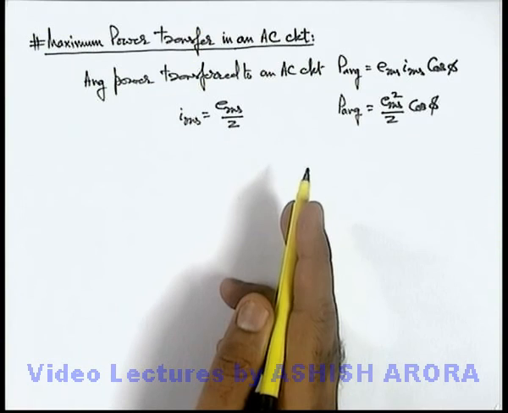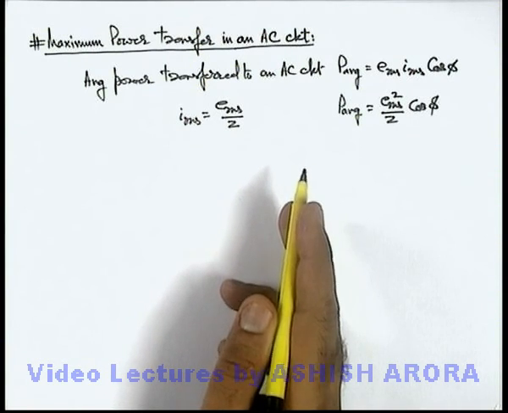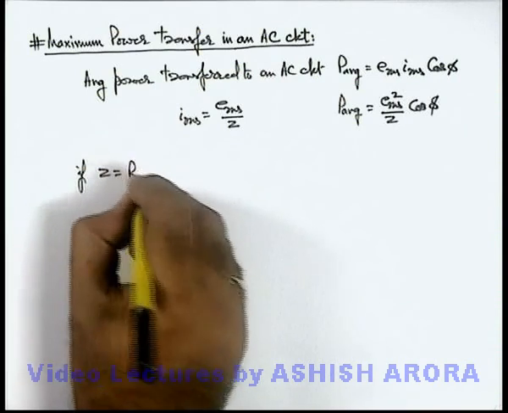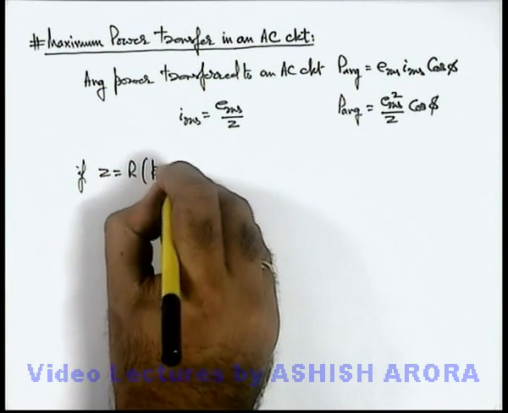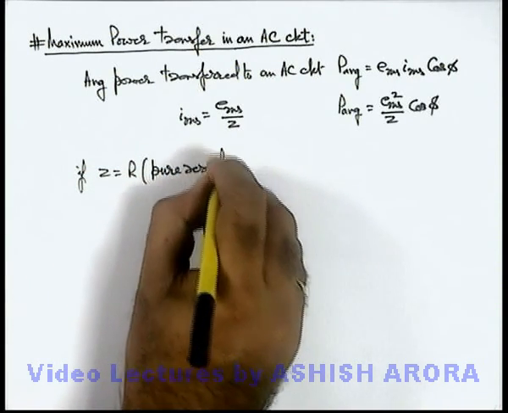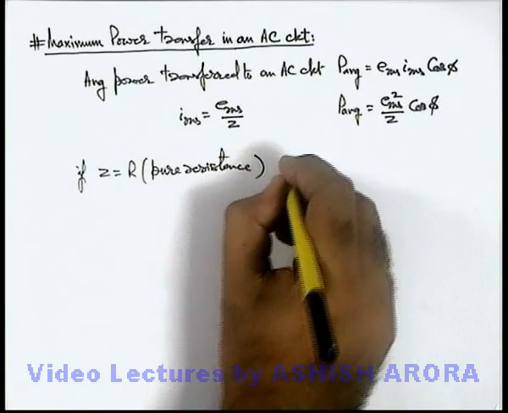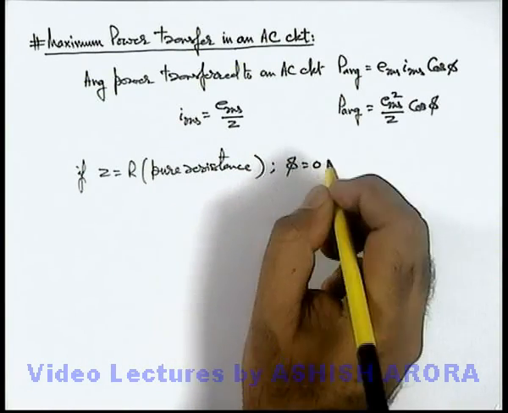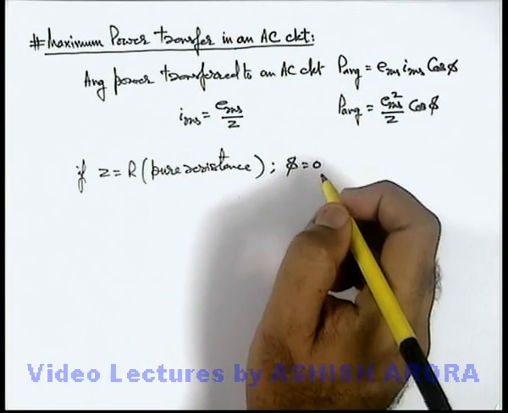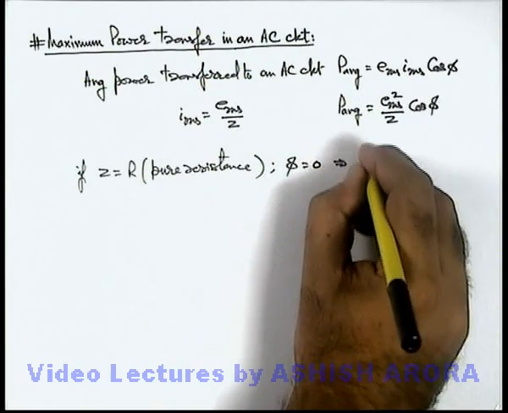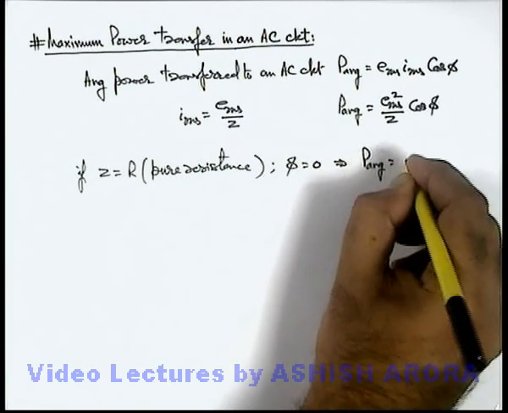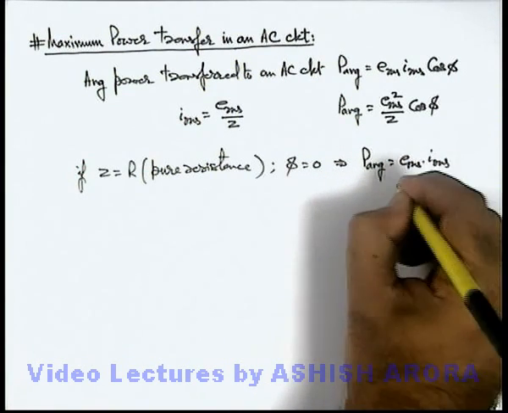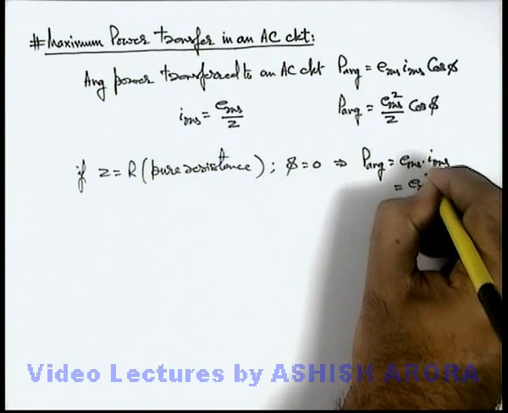of power consumed by individual circuit elements. Like if Z is equal to R, that is for a pure resistance, we know the value of phi is equal to 0 because current and EMF remain in the same phase. This implies the average power consumption is E RMS multiplied by I RMS, or it can be written as E RMS square by R.